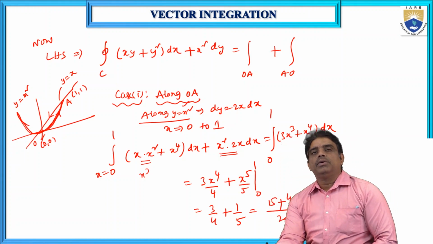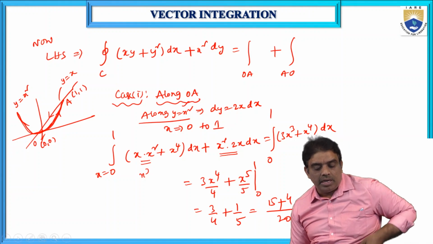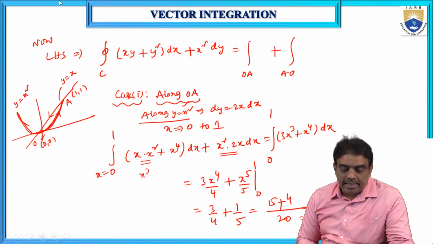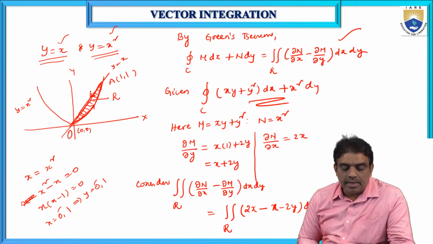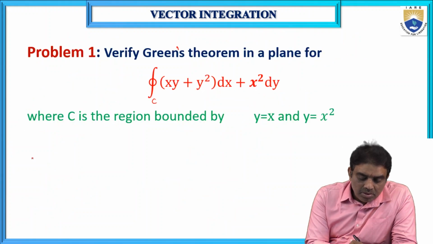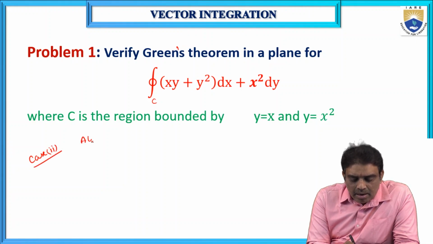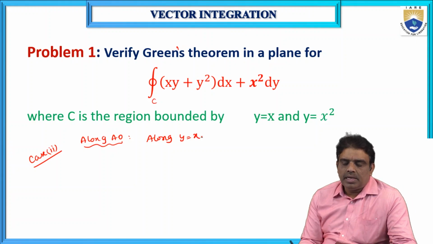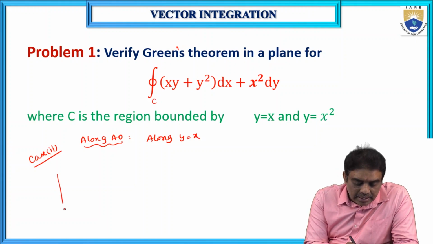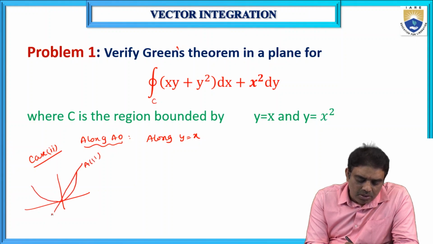Similarly, we have to evaluate along AO also. Along AO, that we will write in the next slide. That is case 2. Case 2 means along AO, along the line y is equal to x. This is the figure you need to consider. This is A (1, 1) and O (0, 0). Along AO you have to calculate.